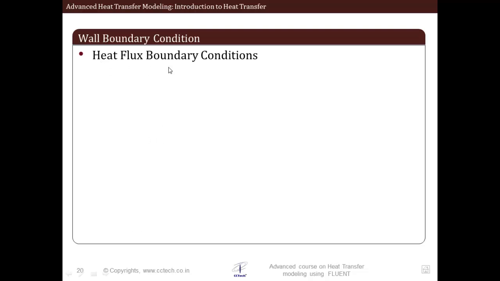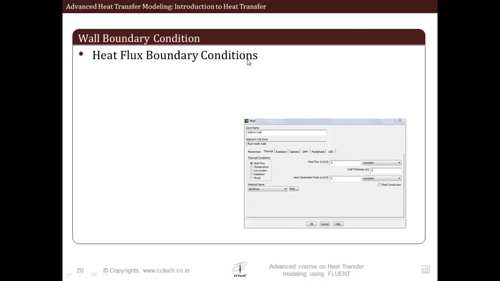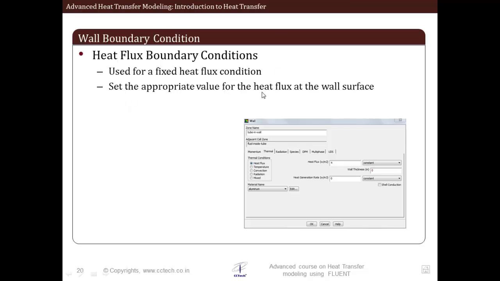So let's say we have a heat flux boundary condition, that is, we have to specify what is the flux that is available at that particular surface or boundary. This is used for a fixed heat flux condition, and we set the appropriate value for the heat flux at the wall surface. So we have to select the wall surface boundary condition. So this is the way we select at the wall surface.